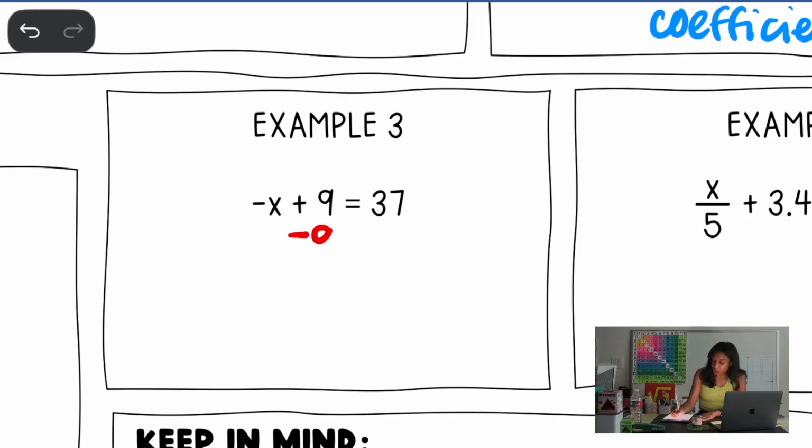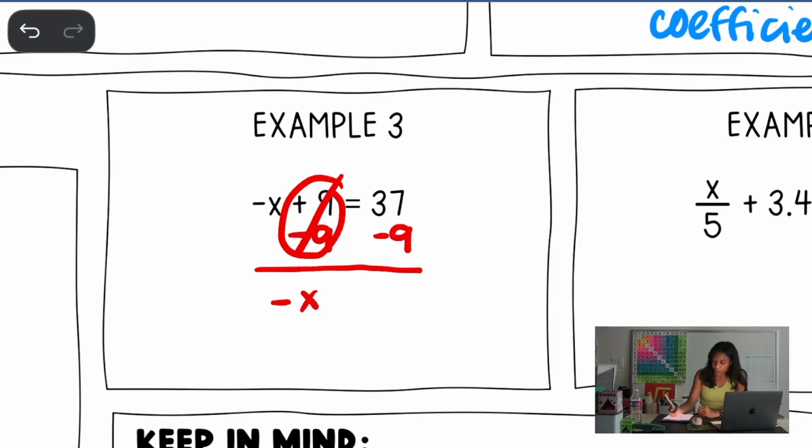So subtract 9 right here, subtract 9 here. Here is 0. Again, I like to show the zero pair. That way I can see what I'm doing and why it went away. So negative x is going to be equal to 28.